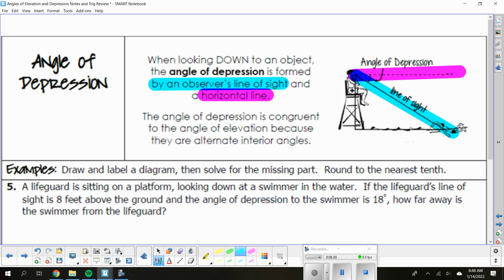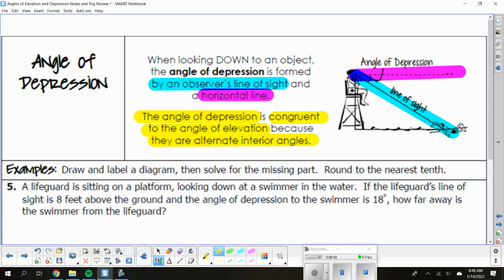Now it's important. Here we go. It says that angle of depression is congruent to the angle of elevation because they are alternate interior angles. So all of my angle of depression problems are going to be transformed into angle of elevation problems. And it's really not doing anything different than what we just went over.